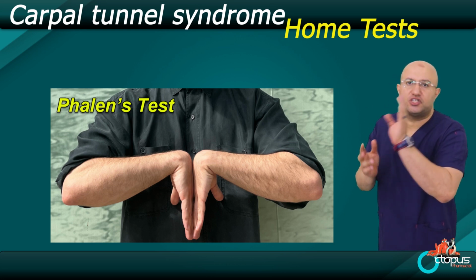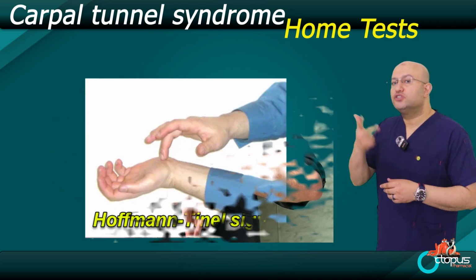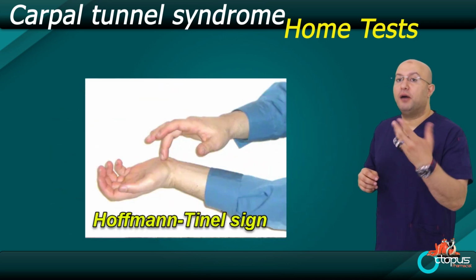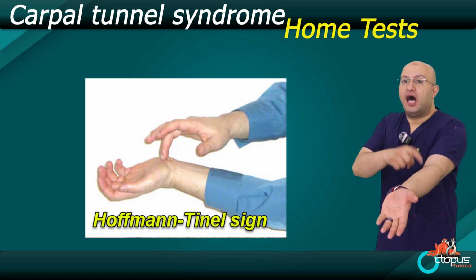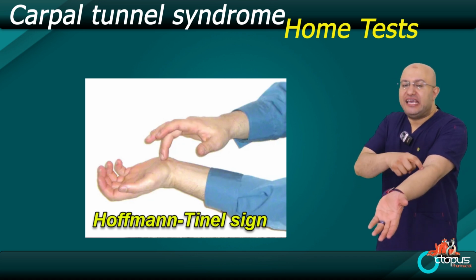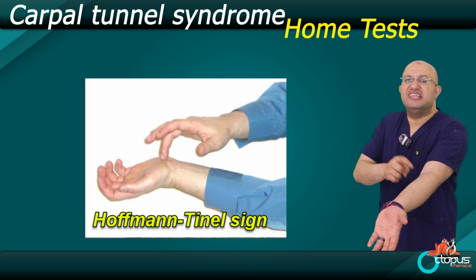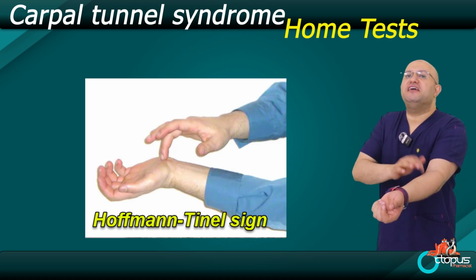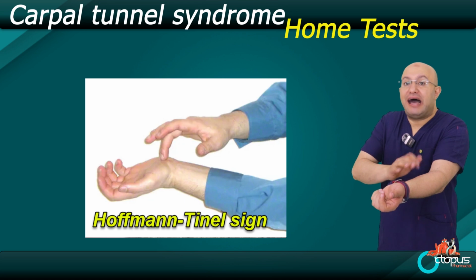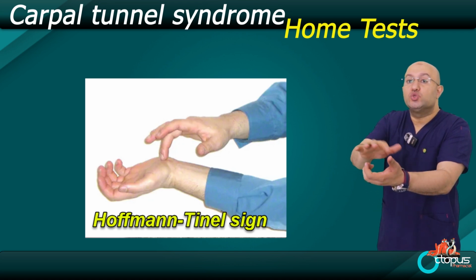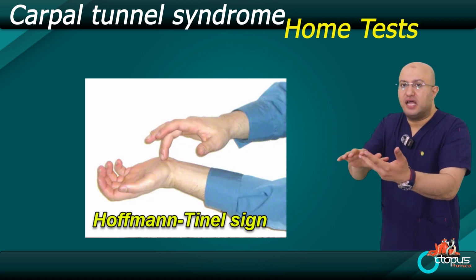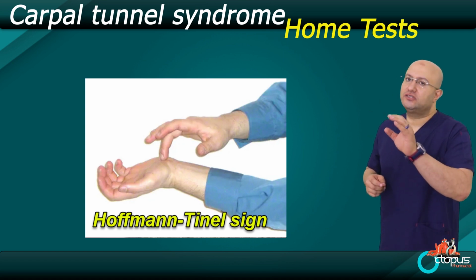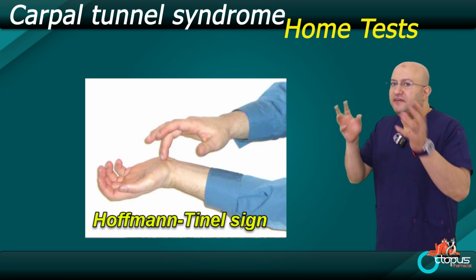3. Tinel's sign test. This test assesses nerve irritation by applying a light tapping motion. To perform the test, gently tap on the median nerve at the wrist, around the middle of the palm side. Continue tapping for 60 seconds. If this tapping induces numbness or tingling in the thumb, index, and middle fingers, it suggests median nerve involvement and possible CTS.